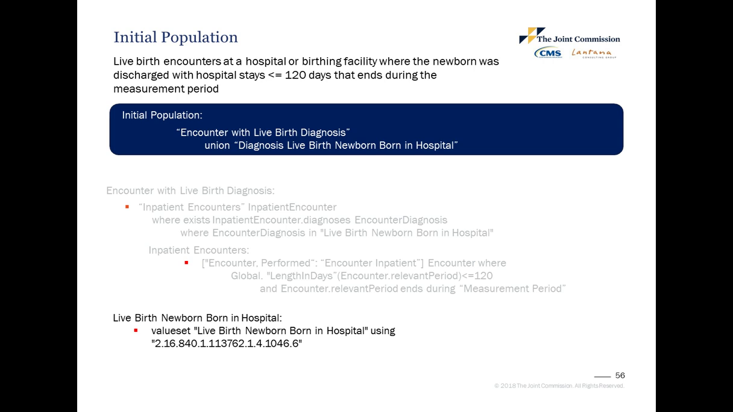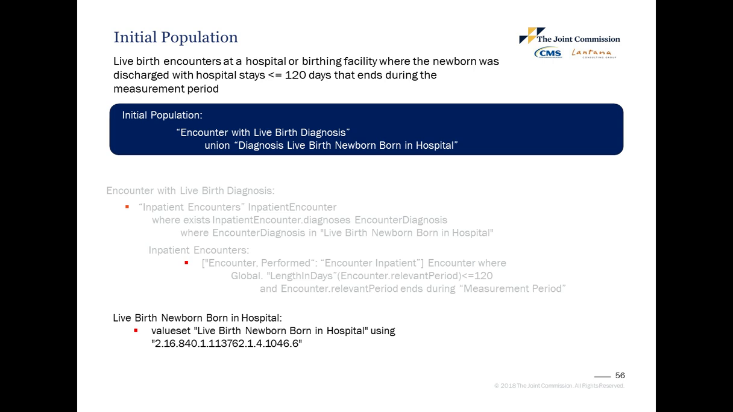A common question we receive on the measure's initial population is, if a baby is born at Hospital A and then transfers to Hospital B for a higher level of care, is that baby in the initial population for both hospitals? And the answer is that the intent of the measure is to assess the number of live births at a facility that have been screened for hearing loss before hospital discharge.